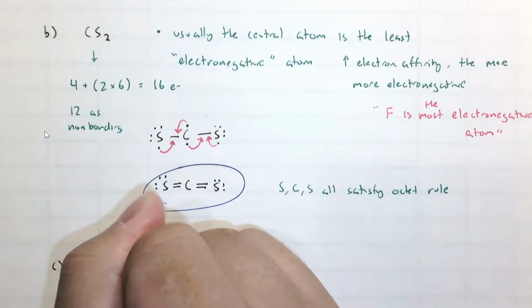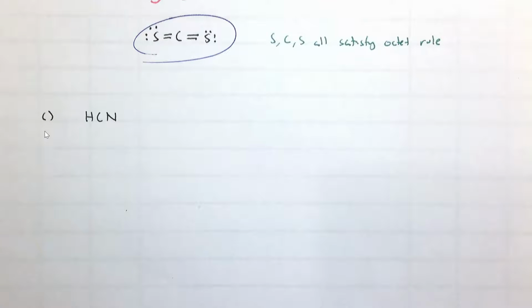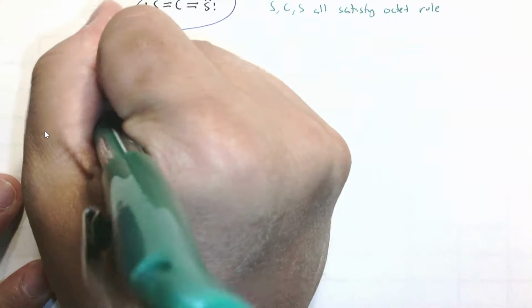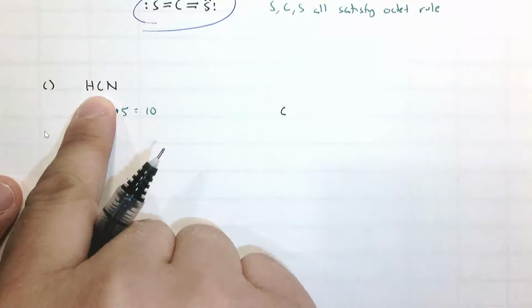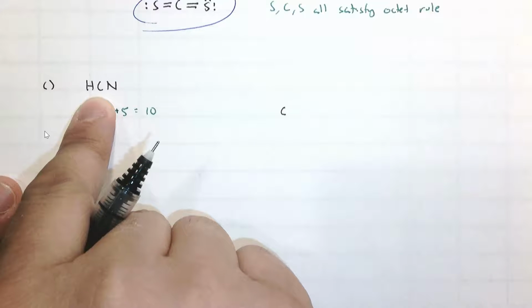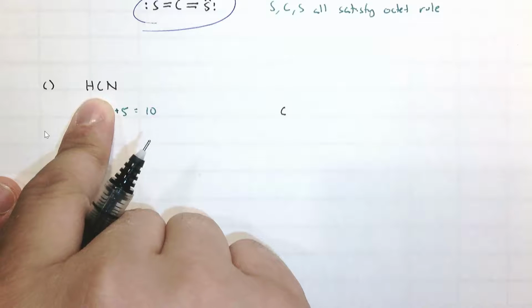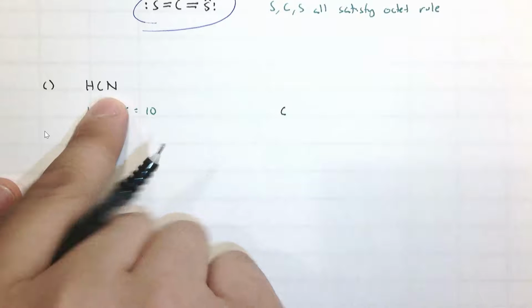HCN. And there was a clue that the C is the central atom. All right. Hydrogen has 1 valence electron, carbon has 4, nitrogen has 5, we have 10. I wanted to give the clue that carbon is a central atom because, let me think, there is no valid Lewis structure when nitrogen is a central atom in this case.